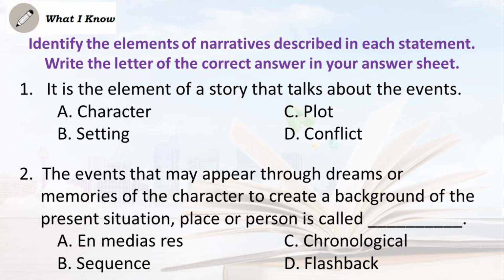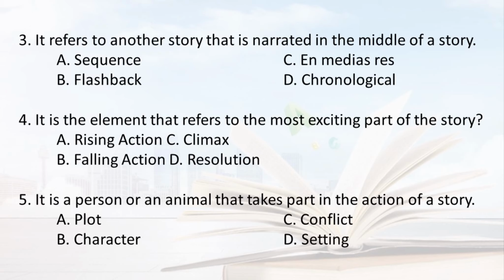of the present situation, place or person is called blank. A. In medias res. B. Sequence. C. Chronological. D. Flashback. 3. It refers to another story that is narrated in the middle of a story. A. Sequence. B. Flashback. C. In medias res. D. Chronological.